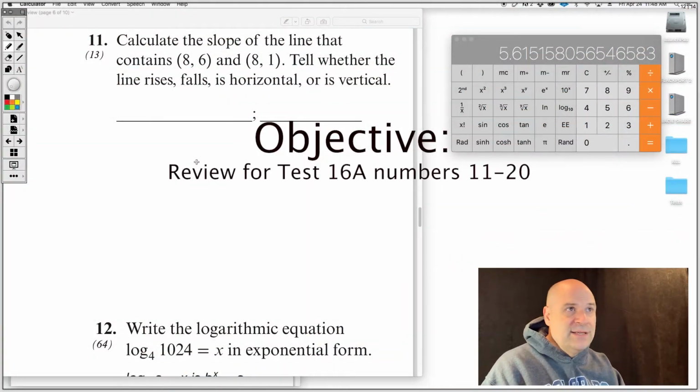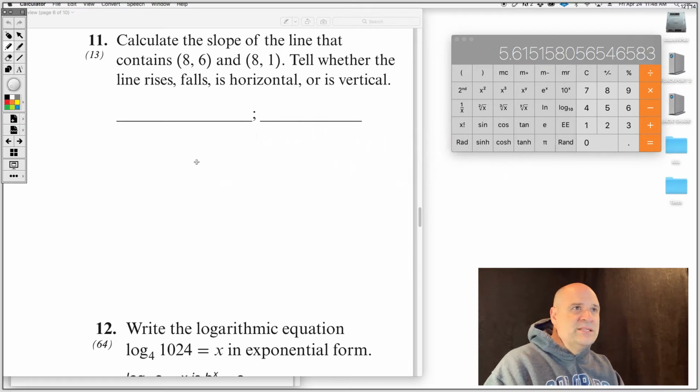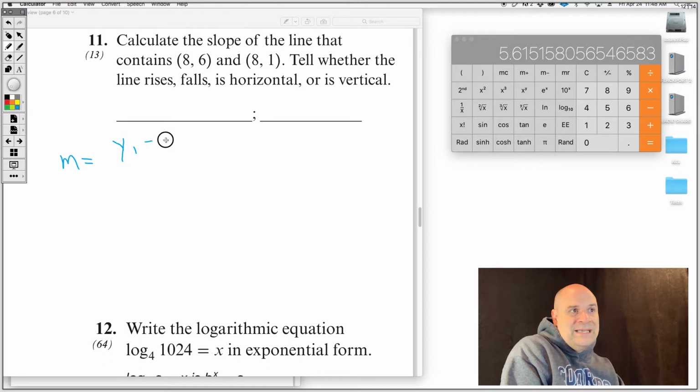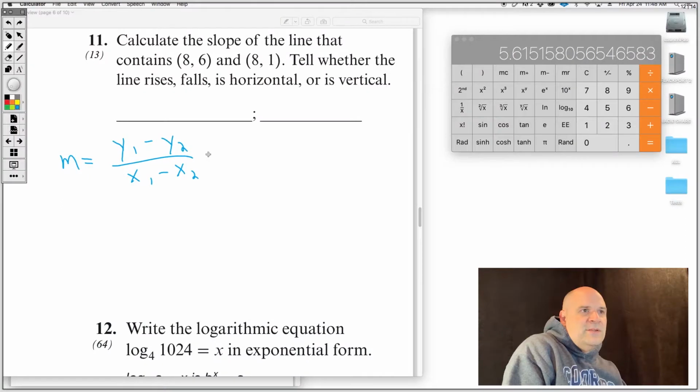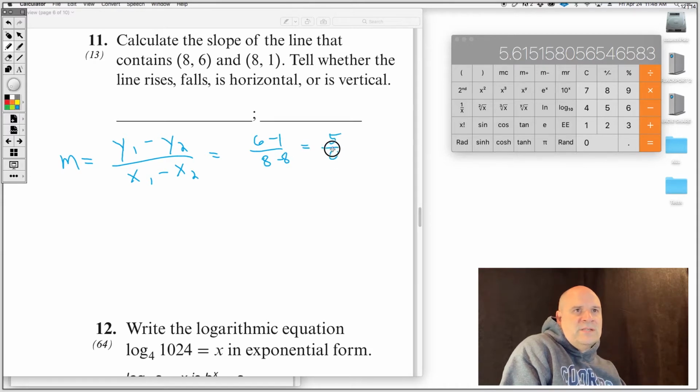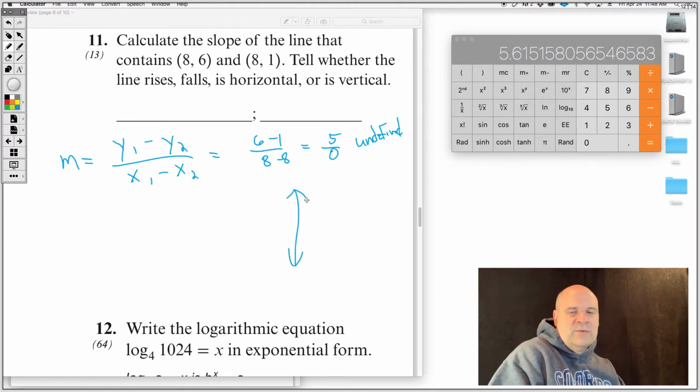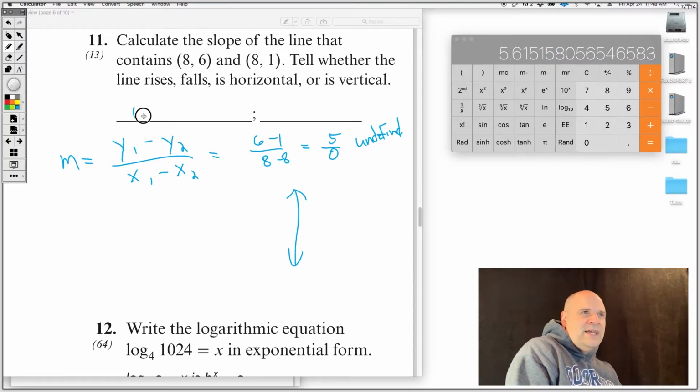All right, number 11. Calculate the slope of the line that contains (8, 6) and (8, 1). Tell whether the line rises, falls, is horizontal, or is vertical. You could just plug this into the slope formula, which is rise over run, so the difference in y's over the difference in x's, because y's calculate the rise and x's calculate the run. So 6 minus 1 over 8 minus 8. That gives us 5 over 0. This is undefined. So what does an undefined slope look like? If you try to ride your bike up that, you will become undefined, or down it would be hurtful. So this is undefined, and it is a vertical line.